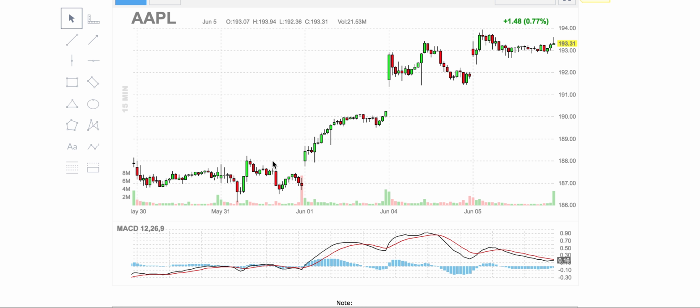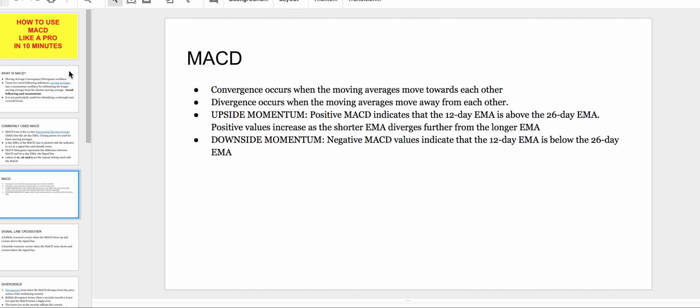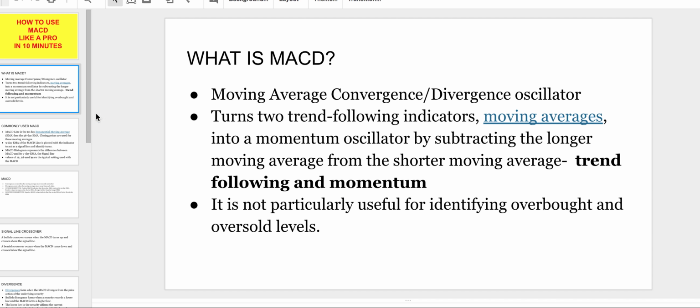Now we might need to talk about MACD. I'm not talking about McDonald's. I'm talking about MACD, which is the moving average convergence divergence, right? So generally it is an oscillator, so it has two moving averages in there, which try to help you with finding the trend following and momentum.